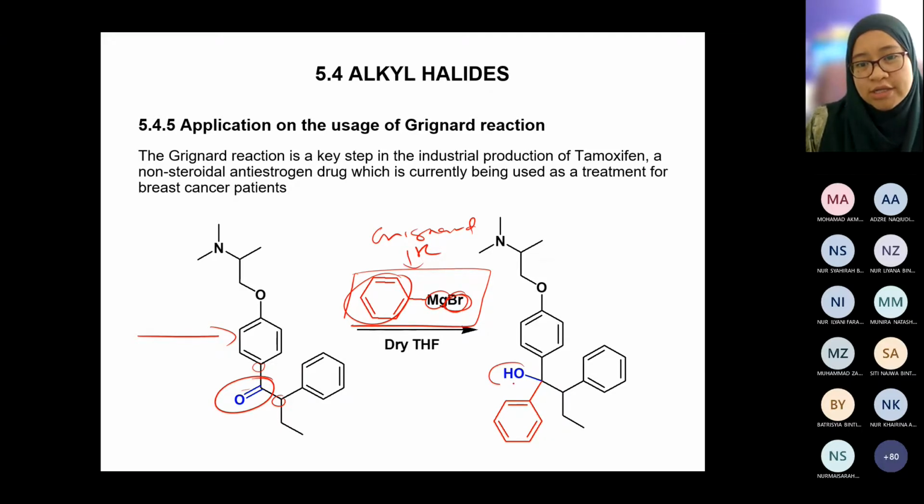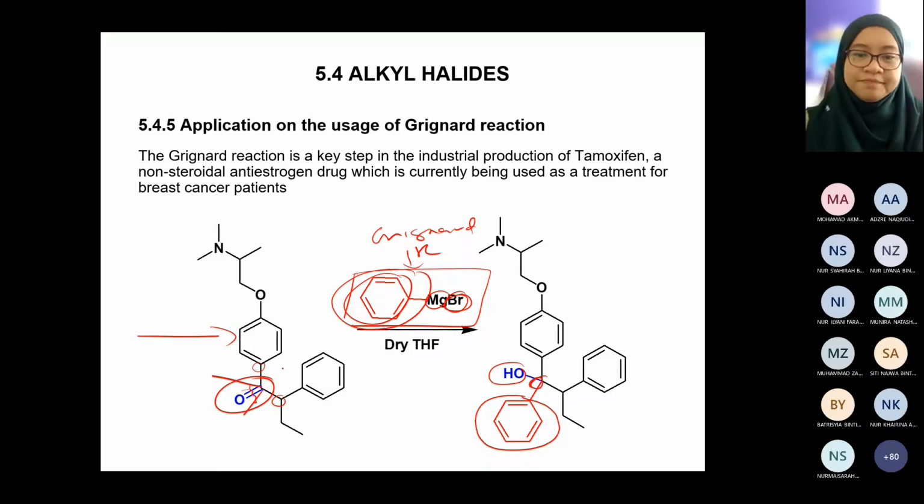So nak tambahkan the OH je dekat situ. So dia akan attach the aromatic compound here, the aromatic part here, and then you ada OH dekat situ. Okay, so basically this bond will be broken down, so dia akan form another bond, another two bonds. So one is for OH, the other one is for the aromatic ring to be attached to the carbon here. Inilah tamoxifen. Inilah drug yang digunakan to treat cancer. Okay, itulah kegunaan Grignard reagent. Banyak sebenarnya organic chemistry ni.